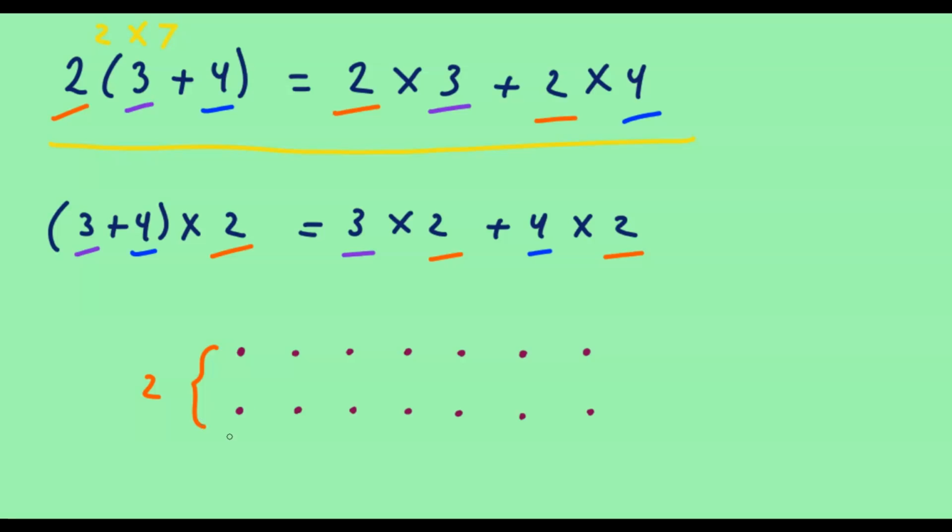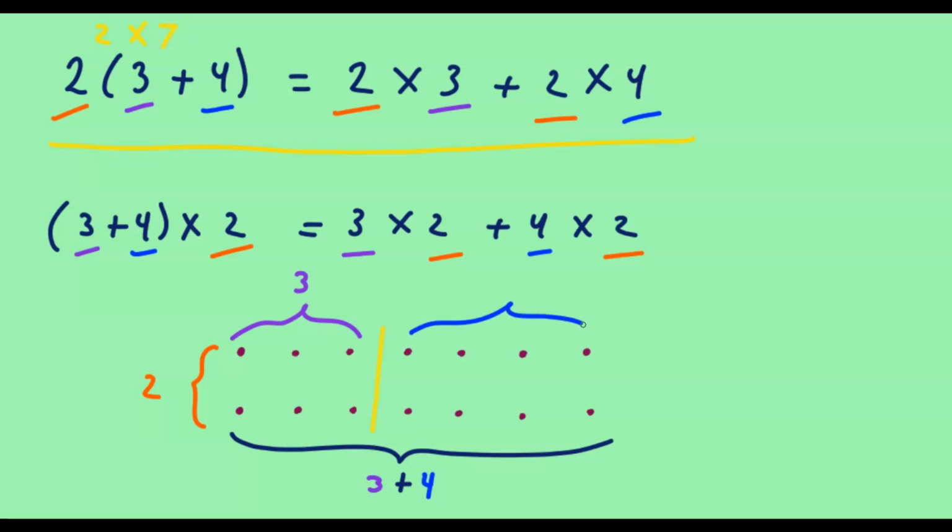So on this side, we have 7 dots. So that represents 3 plus 4. Now, note that we can split this into 2 parts. So let's split it down like this. Then, over here, we have 3 columns. And in the next part, we have a total of 4 columns.